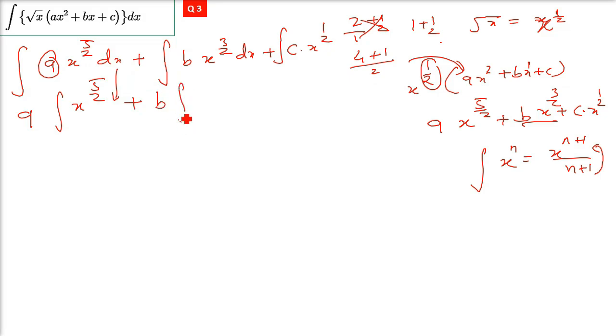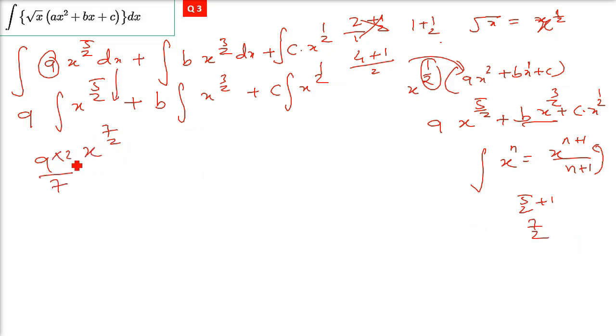Next one, b integration of x^(3/2). In this step I am only taking the constant outside, because a constant in differentiation or integration will not affect it. It can be taken outside. What is x raised 5 by 2 plus 1? 5 by 2 plus 1 is 7 by 2. So x to the power 7 by 2 divided by 7 by 2. When it is in the denominator, 7 by 2 goes up. It will be 2 by 7. So 2a by 7 plus b.